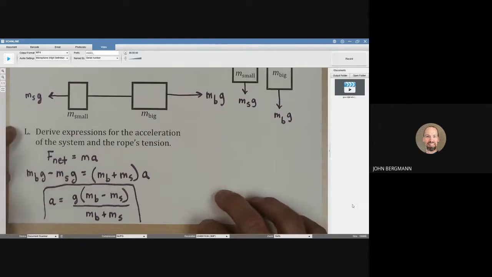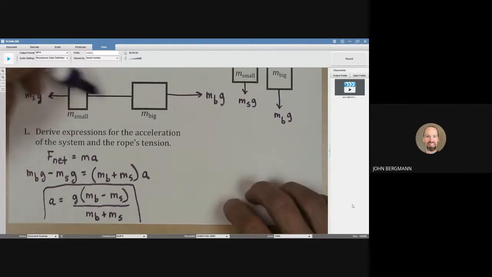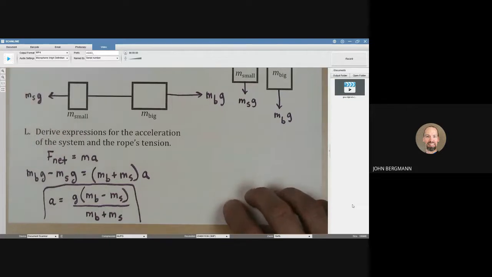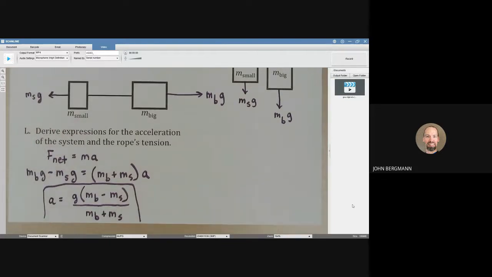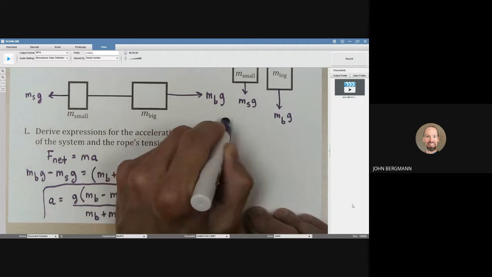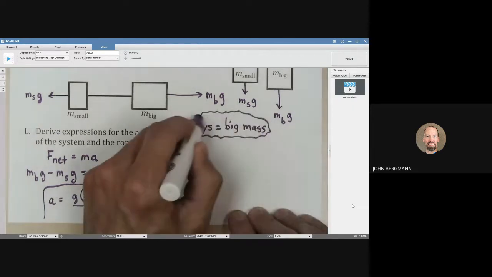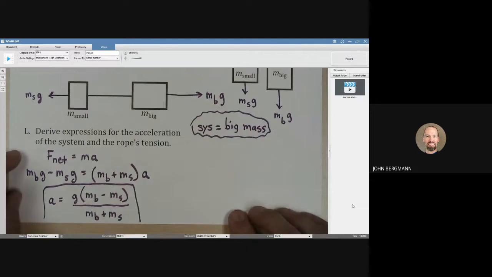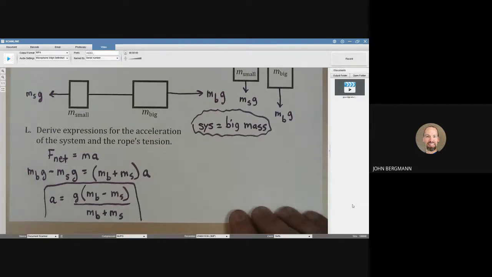The tension, we talked about internal forces a couple videos ago. If this is the system, the tension in the rope is an internal force. What's the tension? Well, we can't find it if that's the system. To find the tension, we need to consider either just the small mass or the big mass as the system. And it doesn't matter which. Let's say that the system is the big mass. You see, we can change the system to be whatever we want. As long as we are consistent in everything we're doing, we're going to be fine.